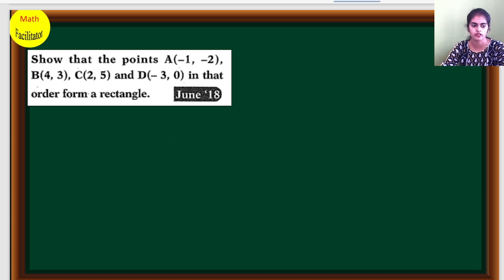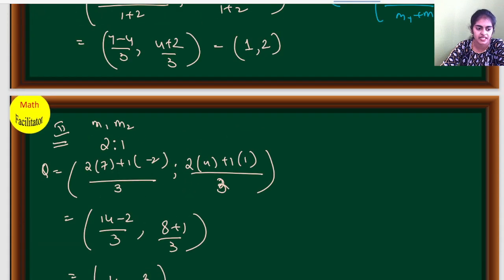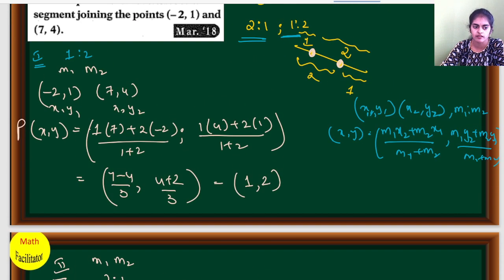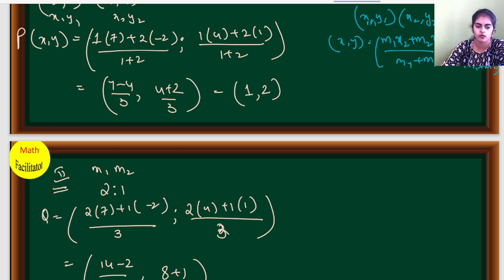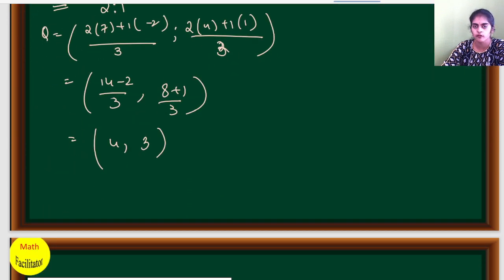I will also tell you how to plan that. What statement do you write at the end? Therefore the points of trisection P and Q are P is (1, 2) and Q is (4, 3).